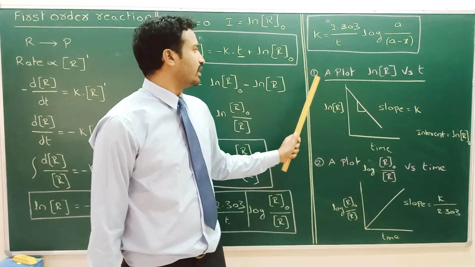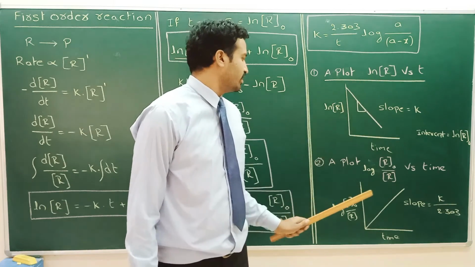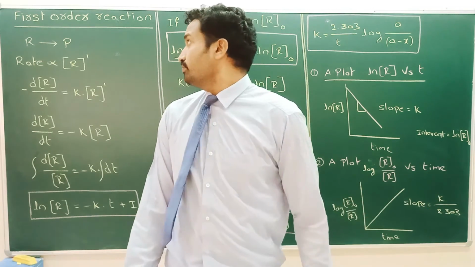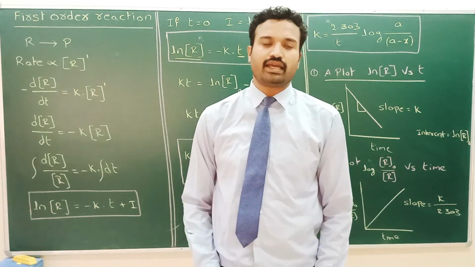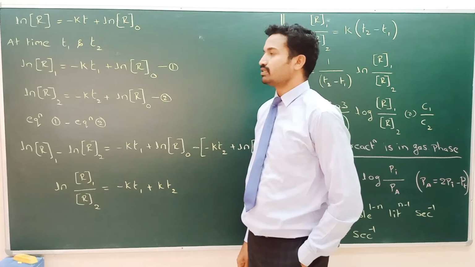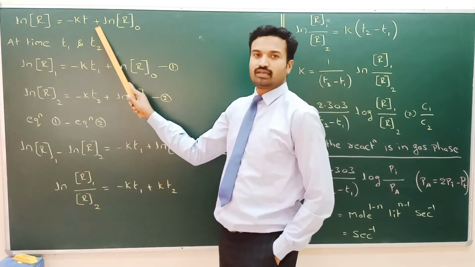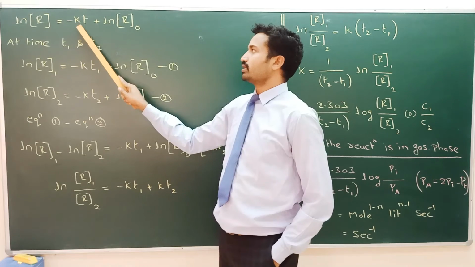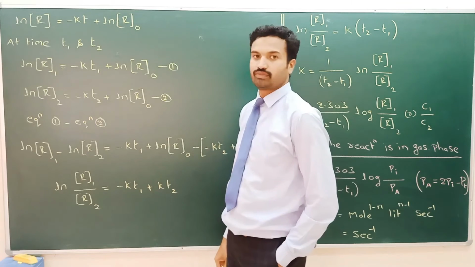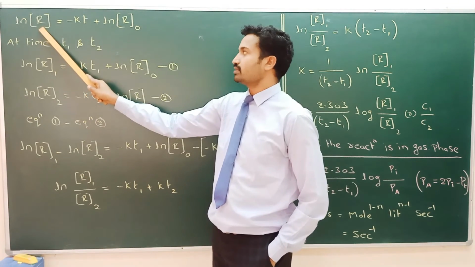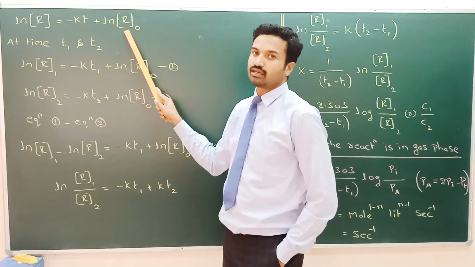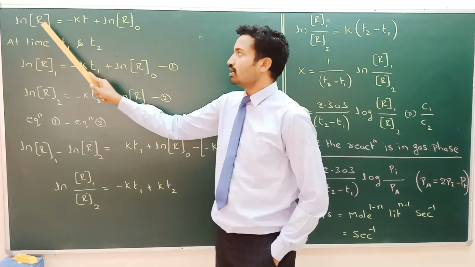This is about the graph between ln R versus time and the graph between log R naught by R versus time. Next we will see the first order reaction formula, and what it is if the reactants are gaseous. From the first order rate equation, after substituting the integration constant, we got ln R is equal to minus kt plus ln R naught. Here R is the reactant concentration at time t, and R naught is the initial concentration.